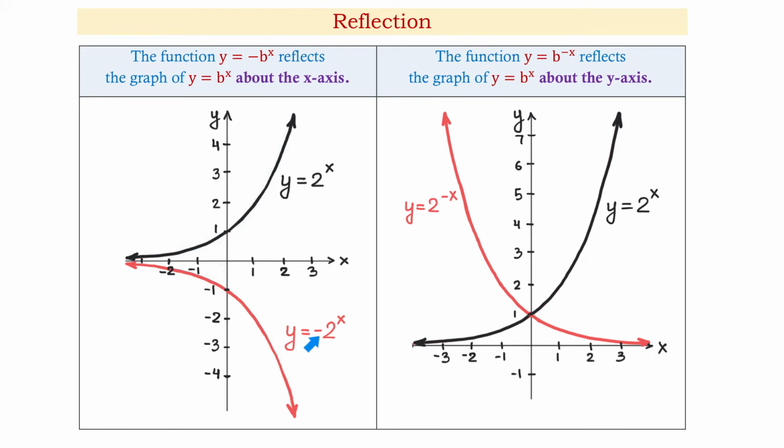So because of this negative, every value of y changes from positive to negative. So if this graph is above the x-axis, then this one is below the x-axis. But now if we put a negative only in front of x, then we will have a reflection about the y-axis. So here we have the graph of the function y equals 2 to the x power.